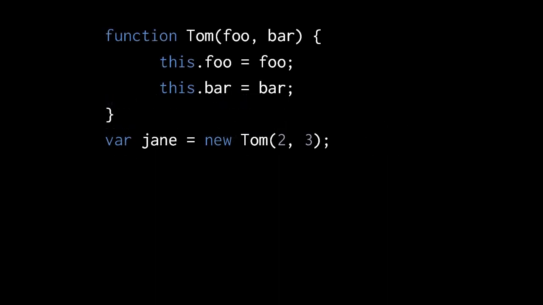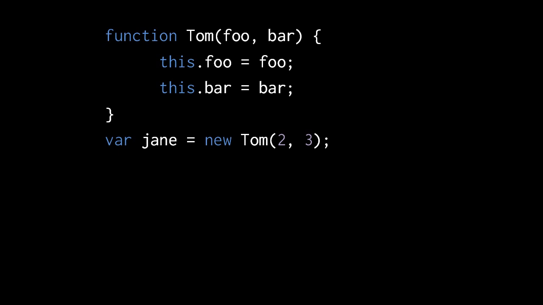To create a link from one object to another involves the new operator. The new operator is a unary operator which takes as its operand a call to a function. What the new operator does is pass a newly created object to that function's special parameter this, and what the function then returns, regardless of any return statement, is that newly created object. So here, when we invoke this function tom with the new operator, a newly created object is passed to the special parameter this.